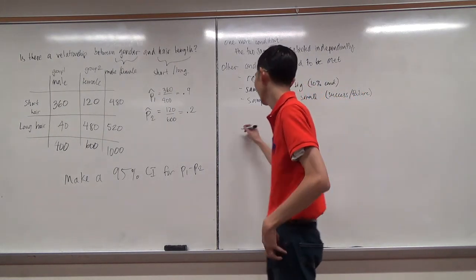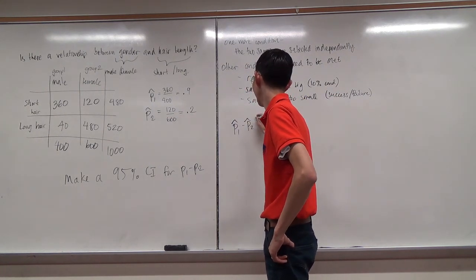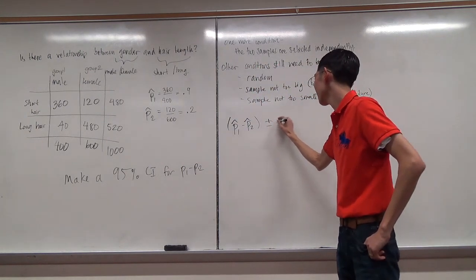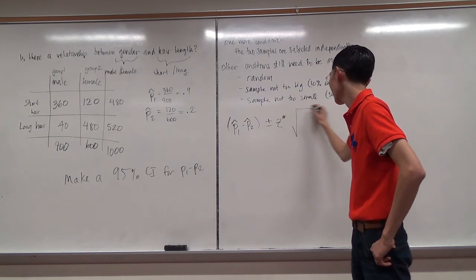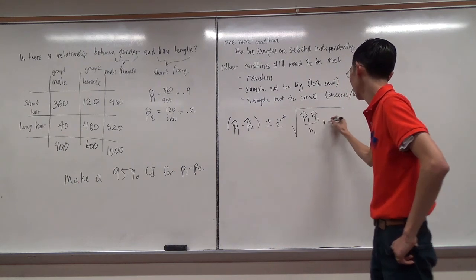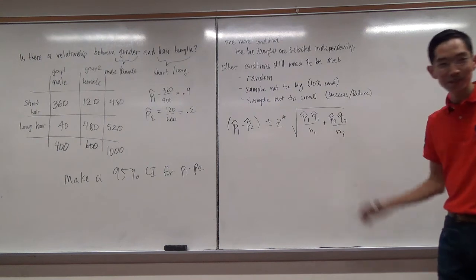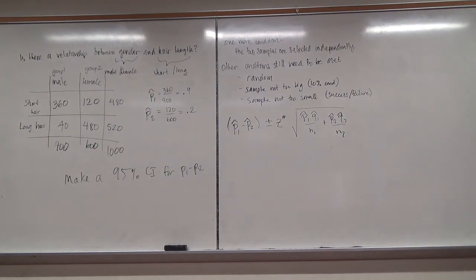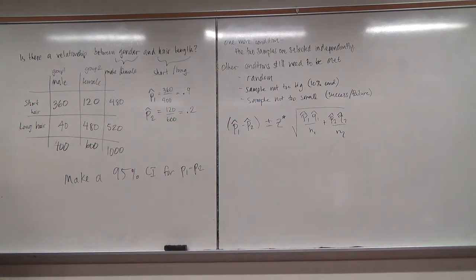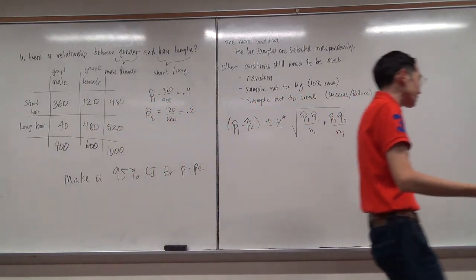All right. So we have P1 hat minus P2 hat, plus or minus Z star times our standard error, which is this annoyingly large formula. These things are unfortunate and there's just nothing we can do. Sometimes that's life, right? You want to go to the DMV, you have to wait a long time. Or make an appointment, maybe it's only 20 minutes that time.